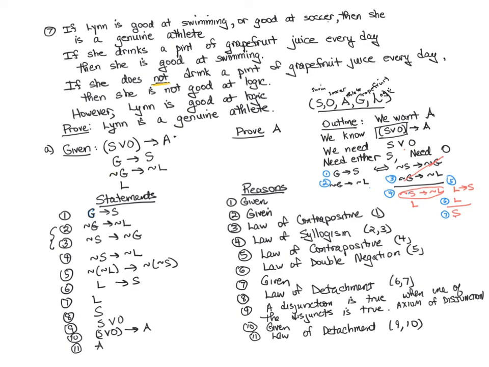I'm sure there are other ways to do it. Perhaps there's a shorter way to do it. If we took the contrapositive of if not G, then not L, maybe it would have been quicker. Maybe we could have just used the law of detachment and avoided the law of syllogism, but we do get the same result. Let's take a look at one more proof.